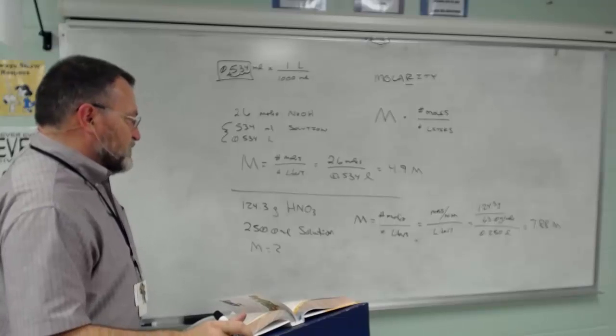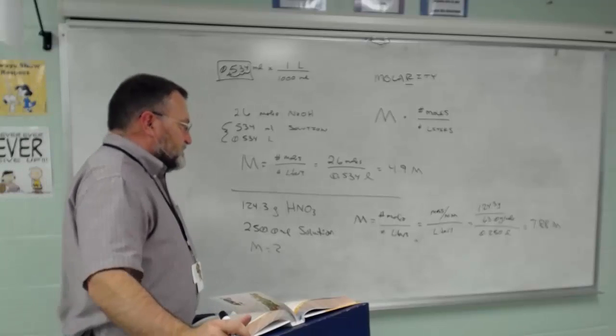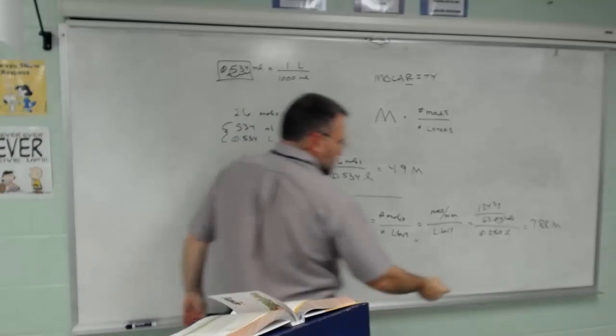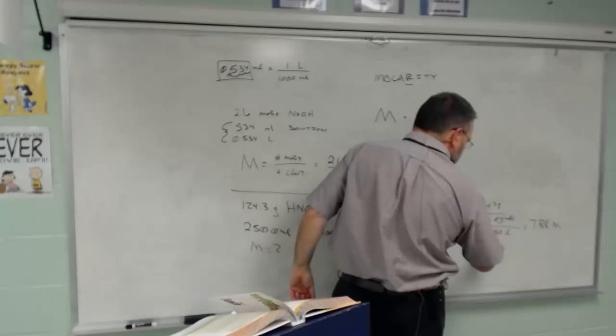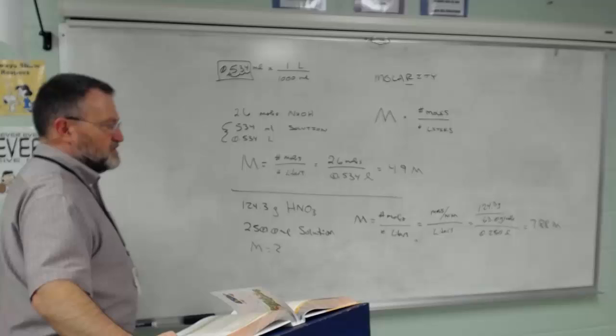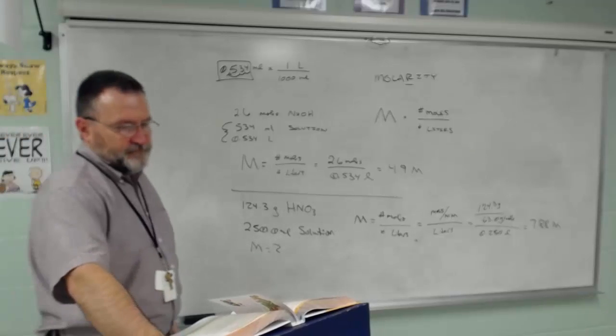It's technically 7.88. So don't round it in this one? Well, because in this one, if we look at significant figures, we've got this divided by this. The least sig figs in here are 3. So we need 3 significant figures, right?